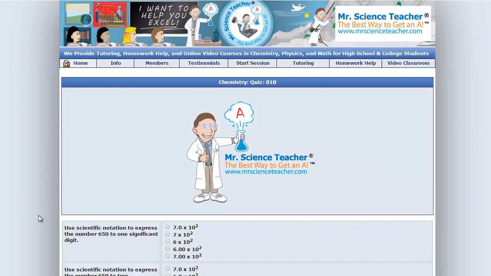Quiz 10. Use scientific notation to express the number 650 to one significant digit. So we want to go to one significant digit. This number ends exactly in a 5, and so we look at the number 6. Notice that it's even, so therefore we have to round down. And so it would be 600.